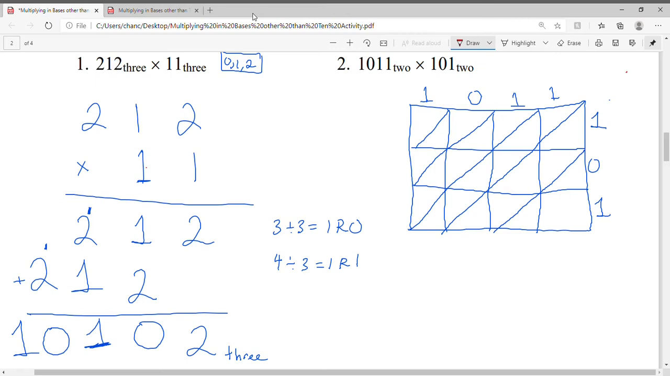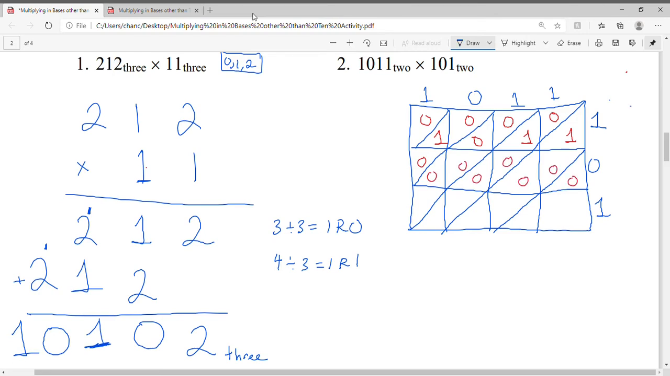1 times 1 is 1. We'll put a 1 here and a 0. 0 times 1, that's just 0 for both of these. 1 times 1, we'll put 0 and then a 1 here. 1 times 1 is 1 here and a 0 here. Well, 0 times anything is 0, so we'll put zeros in all of these.